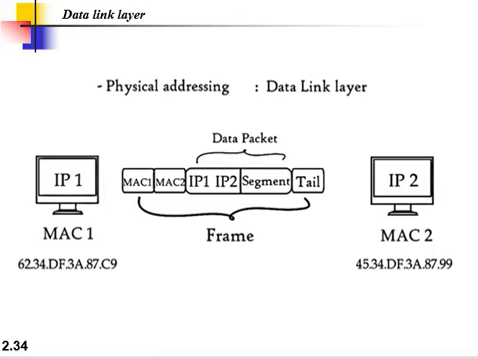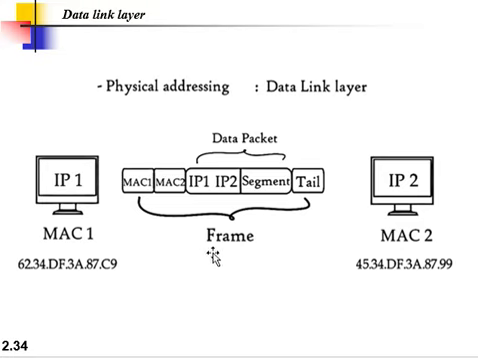The main purpose of the data link layer is physical addressing. In previous slides we have seen that logical addressing is done in the network layer, while on the other hand physical addressing is done in the data link layer. We use the NIC cards of two different devices, and this is the MAC address for these two NIC devices, and based on this physical address we ensure the transmission of the data.